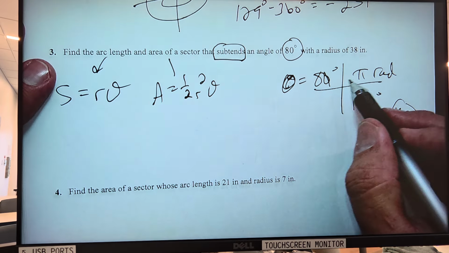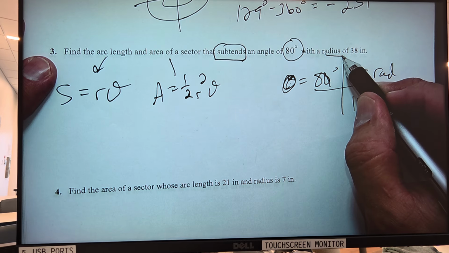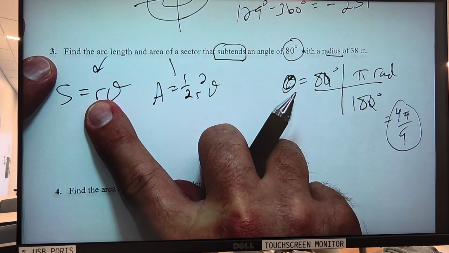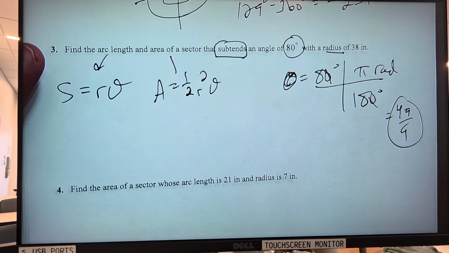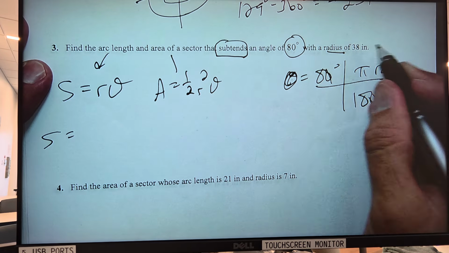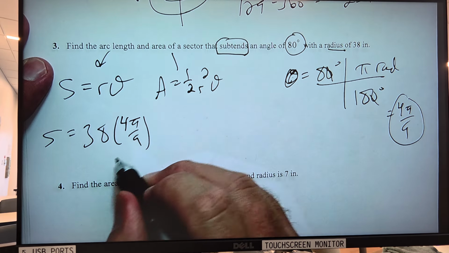Now be really careful. If I would have said diameter of 38 inches, what would you put here? You would put 19 there, right? Be careful. In the homework, they're going to say diameter. Catch that, cut it in half before you plug it in. So here, though, I gave you the radius, 38, and the angle is 4 pi over 9.